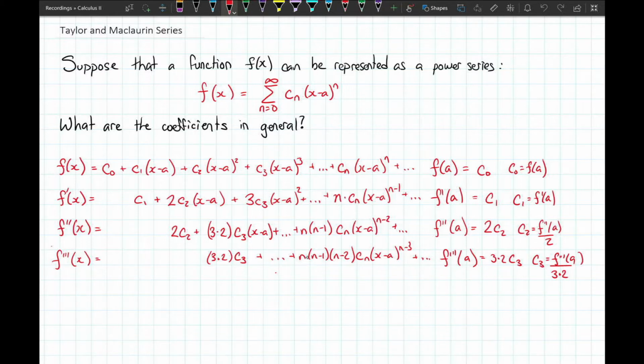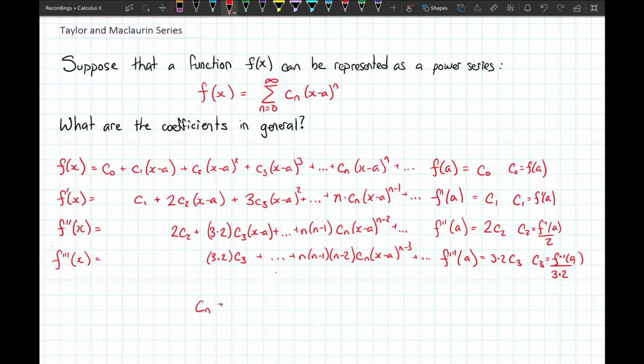Every time that we take a derivative, we're bringing the power to the front, multiplying by the coefficient, and dropping the power by 1. So the nth term of this power series, by the time we've done multiple derivatives, you can see we have n times n minus 1 times n minus 2 times n minus 3 and so on. And that's exactly what happens when we look at n factorial. If we have taken the nth derivative, then we can solve for Cn.